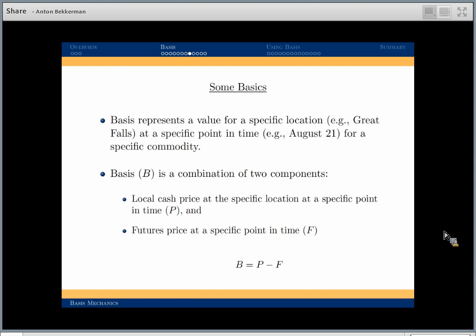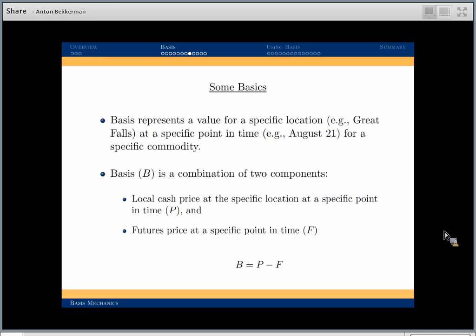Okay, so what is basis? Basis is a value. It's measured in dollars. Often it's cents, but sometimes it's dollars. And it represents a value for a specific location, whether it's Great Falls or Moccasin or Macon or Sydney or somewhere else. So each location has its own basis, for a specific point in time, so we have to either say August 21st or the third week of August or the month of August. So now we have two parameters. It's going to be Great Falls on August 21st or Macon on September 2nd or something else.